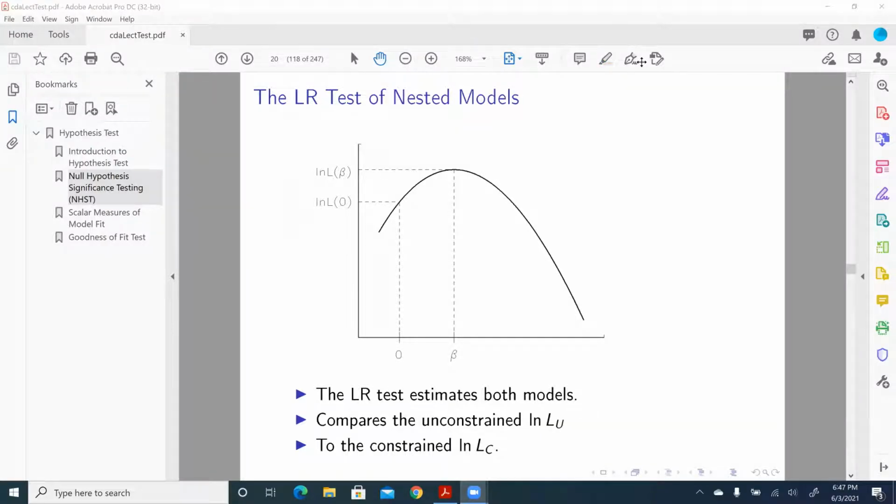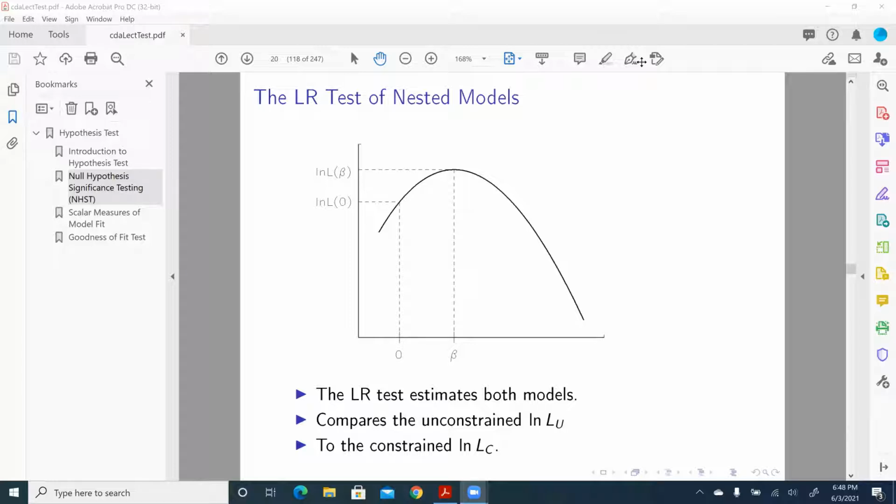Now let's talk about the log likelihood ratio test of nested models. This title basically tells us what kind of models the log likelihood ratio test can be used for. It can only be used for nested models, and later on I'm going to explain what nested models are.